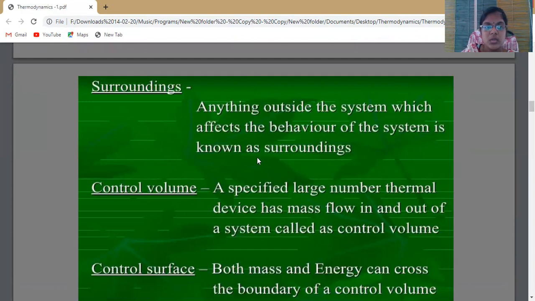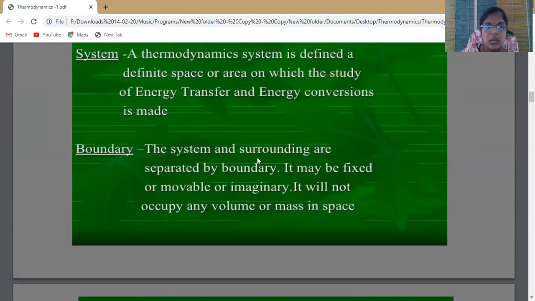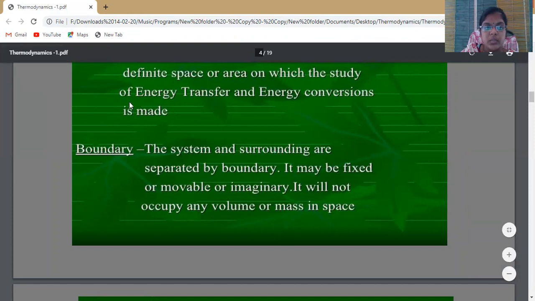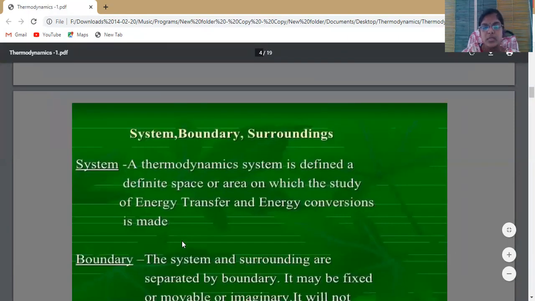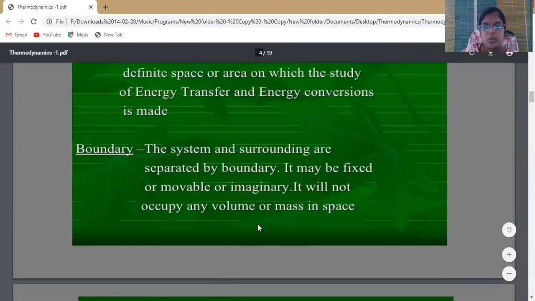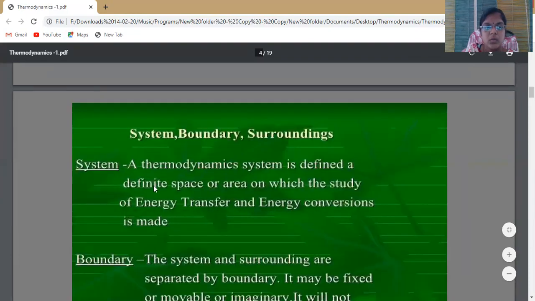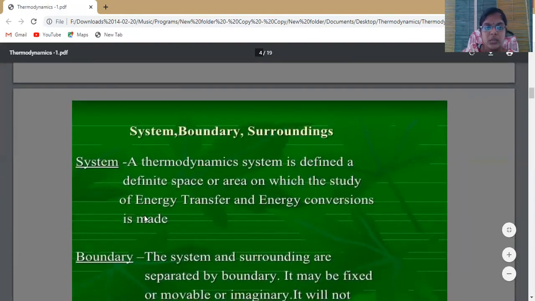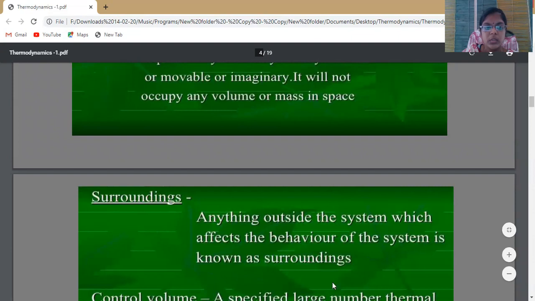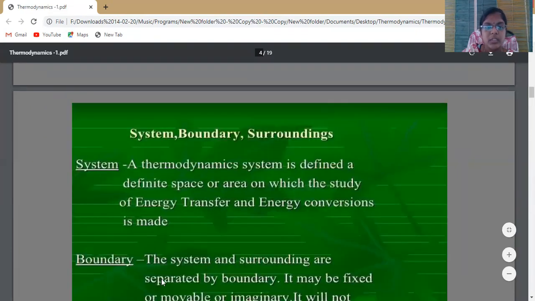In between, the layer which separates the system and the surroundings is nothing but the boundary. The system and surroundings are separated by the boundary. It may be fixed or mobile or imaginary. It will not occupy any volume or mass in space. So what is a system? A definite space is nothing but a system. What is the surrounding? Outside the system is nothing but the surrounding.